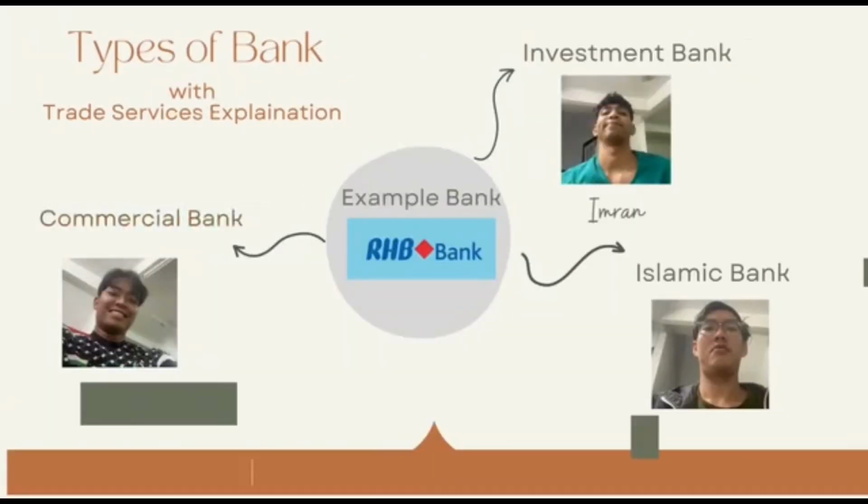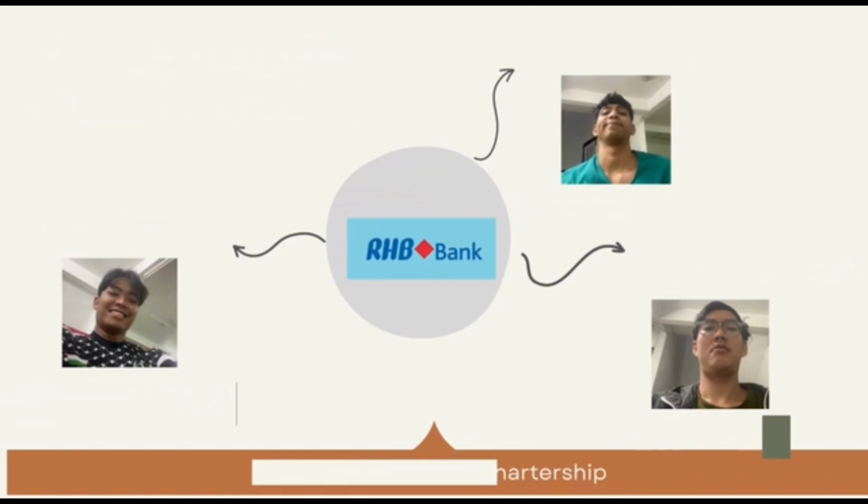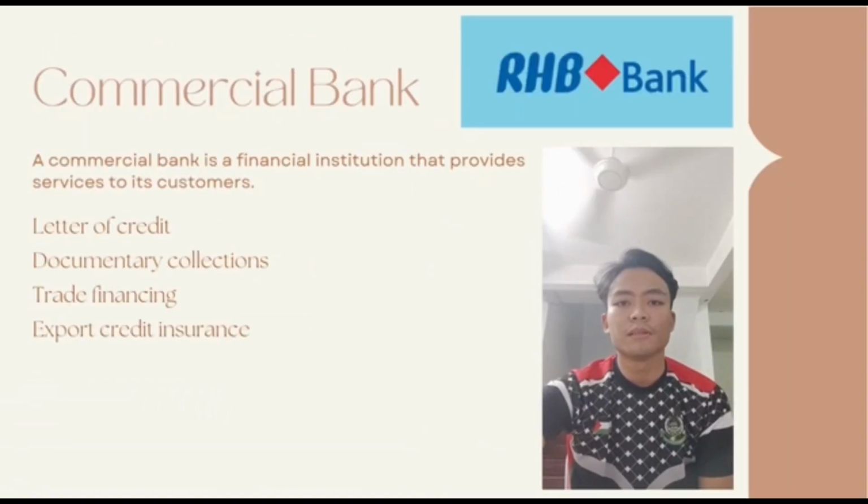Types of banks and trade services. First, commercial bank. First, letter of credit. This is a financial instrument issued by a bank on behalf of the buyer to the seller. It guarantees payment to the seller as long as the terms and conditions of the letter of credit are met.